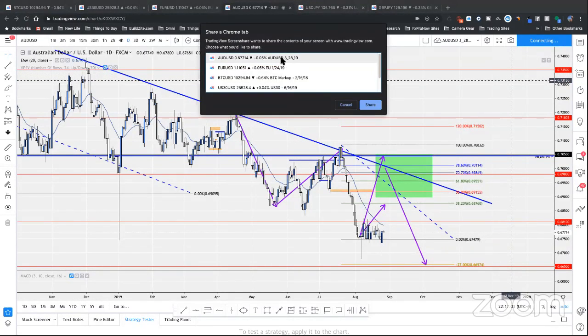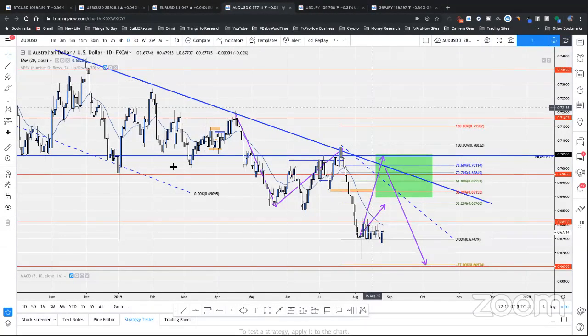Man, price did not pull back yet. That's crazy. Man, this is bearish as heck.